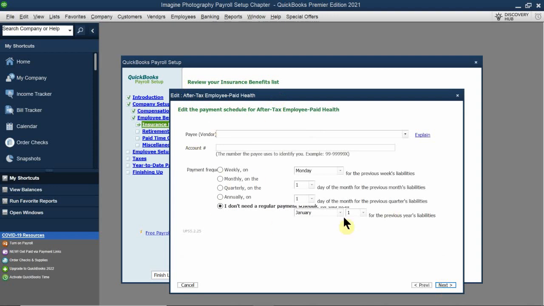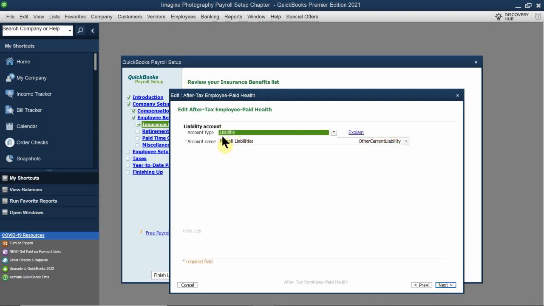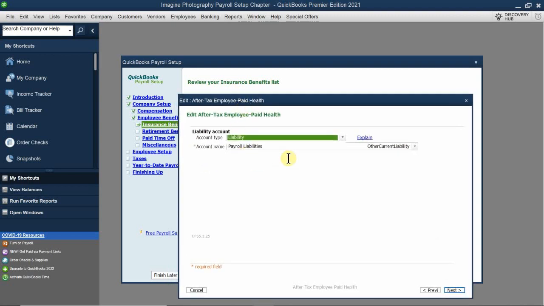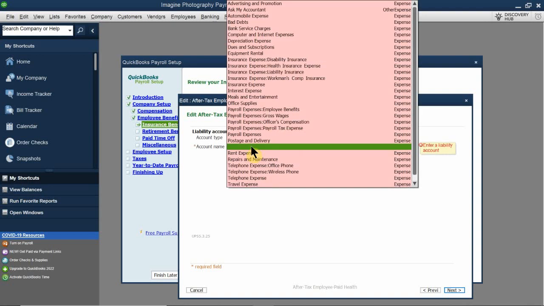Again, don't schedule anything. Next, and now it's going to ask how to set this up or link it to an account. What we're going to do is link this to insurance expense for health insurance. So this is not a liability, it's an expense, and it's going to be linked to, let me see if I can type it in, HEH.